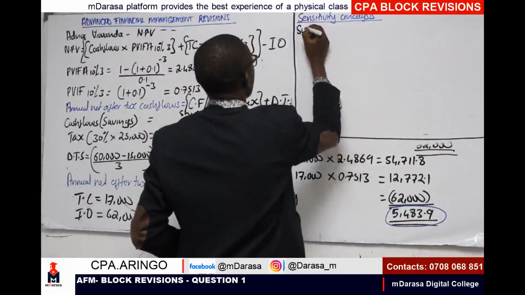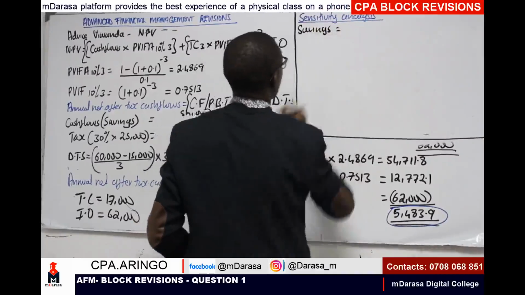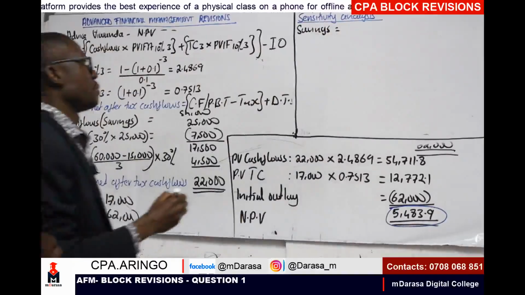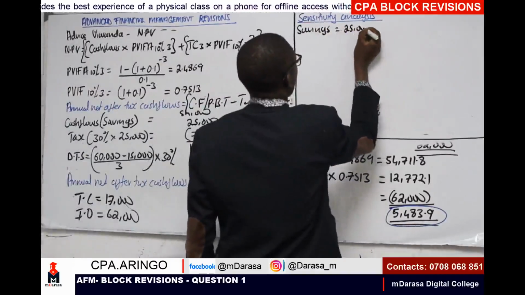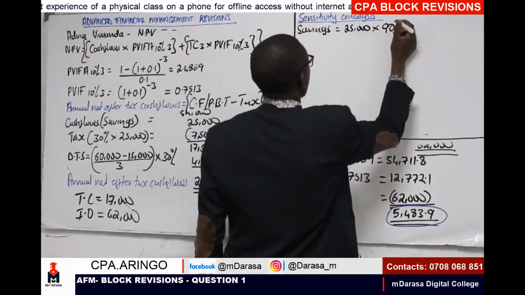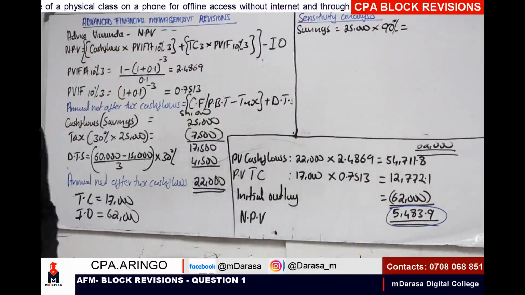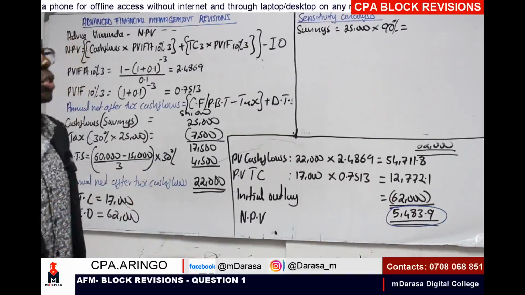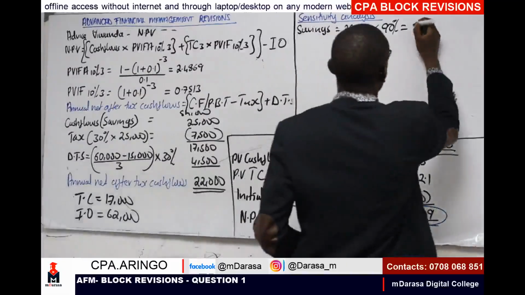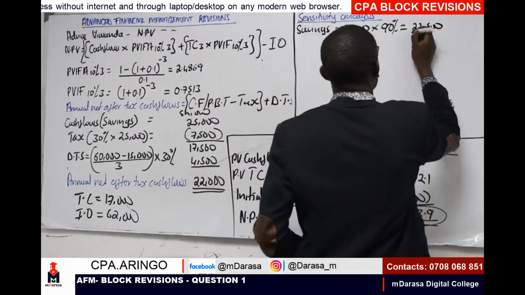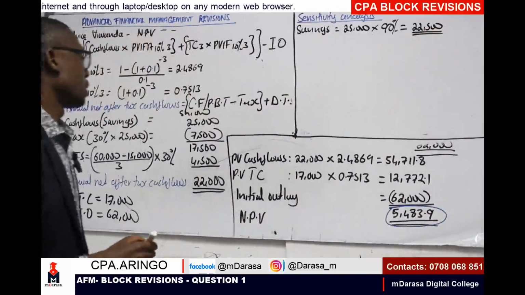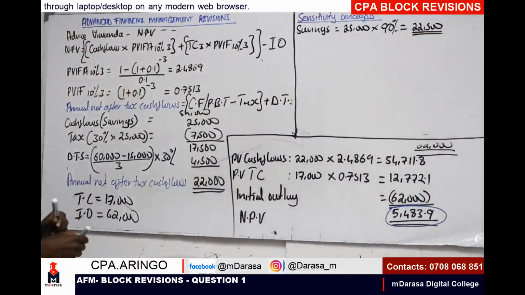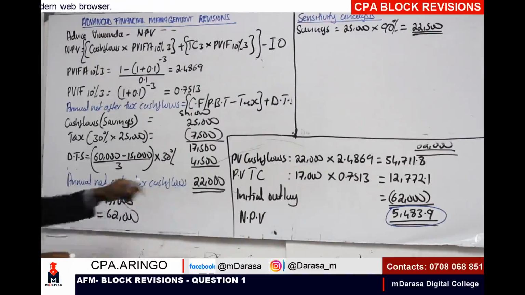So our new savings here will be what? I'll be having 25,000 affected adversely by 10%, so that will be 90%. So my new savings will be how much? 25,000 times 90%, which will give us 22,500. So my new savings will be 22,500. If our new savings is 22,500, therefore what will be our annual net after tax cash flows? That is the item that will basically change. Annual net after tax cash flows. This is a new item that I should be having.